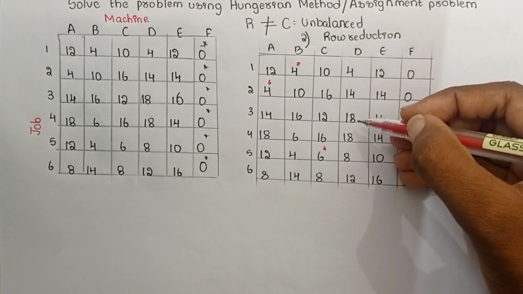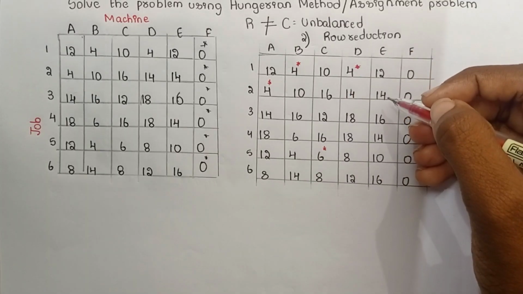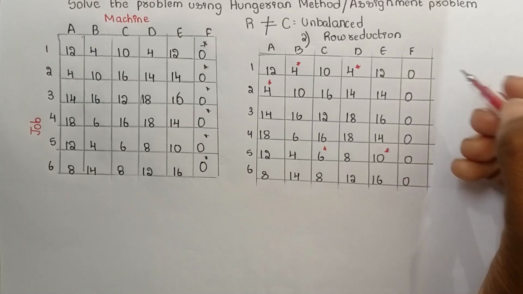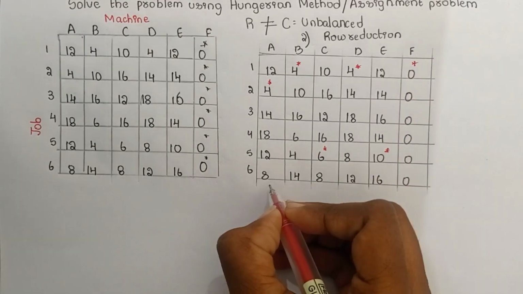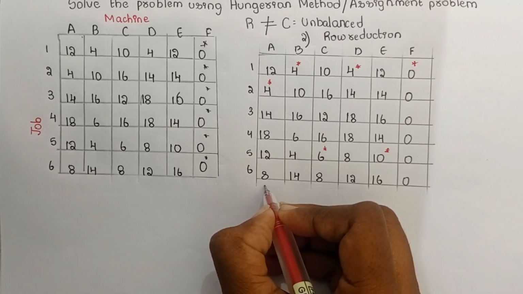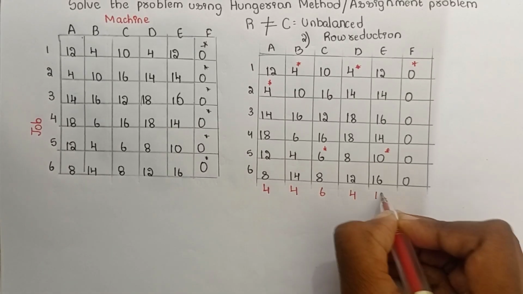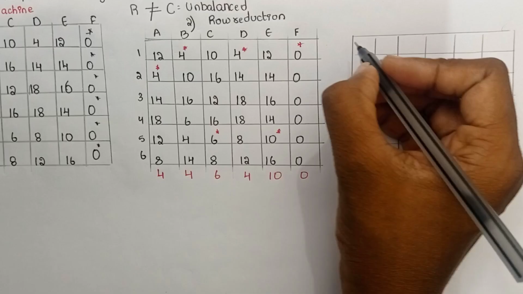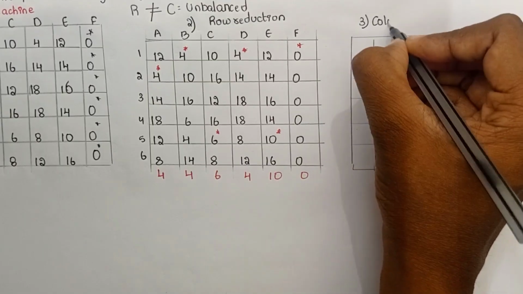Next, among 10, 16, 12, 16, 6 and 8, the least value is 6. Among 4, 14, 18, 18, 8 and 12, the least value is 4. Among 12, 14, 16, 14, 10 and 6, the least value is 6. In the last column, the least value is 0. You can take any 0 into count. So the column minimization values are 4, 4, 6, 4, 10 and 0. Now we have to do the column reduction. It will be our new matrix.